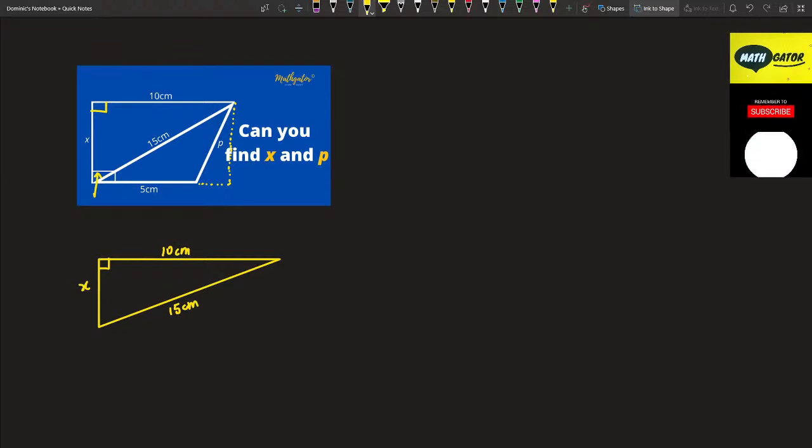Having that, finding x becomes easy, because we are going to use what we call the Pythagoras theorem. Let me quickly explain it. Pythagoras theorem says that when you have a right angle triangle, and I believe this one is an example of a right angle triangle, c squared equals a squared plus b squared.